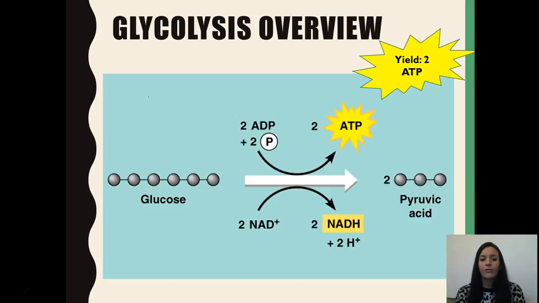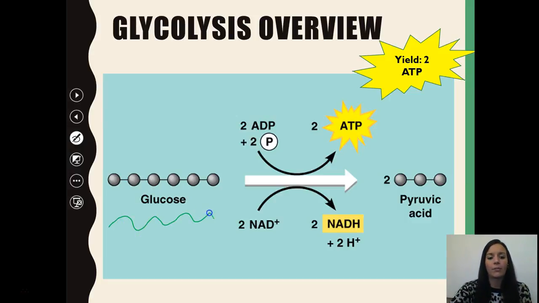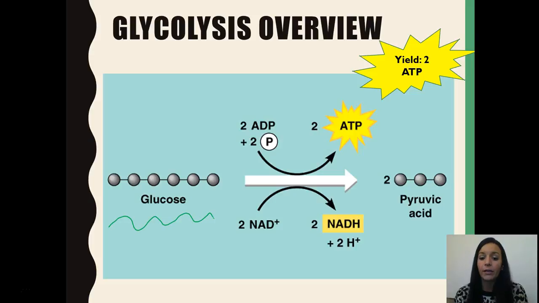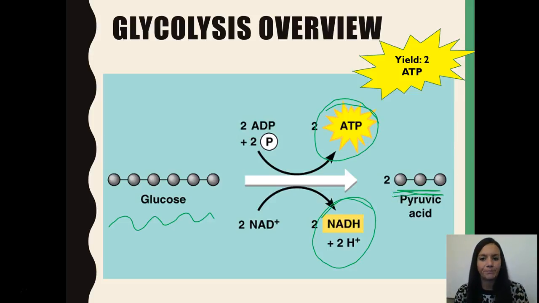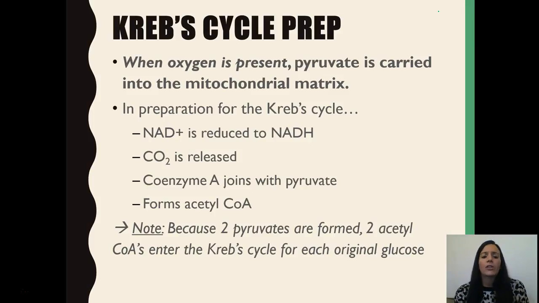So here's a look of the overview. We can see our 6-carbon sugar here, glucose, going in. We're getting those ATPs and the NADHs, and as a result, we're getting 2 3-carbons known as pyruvic acid. And just so you're keeping track, so far we have a yield of 2 ATP. So before we go into the Krebs cycle, there's a little bit of prep. This Krebs cycle prep is only if oxygen is present.